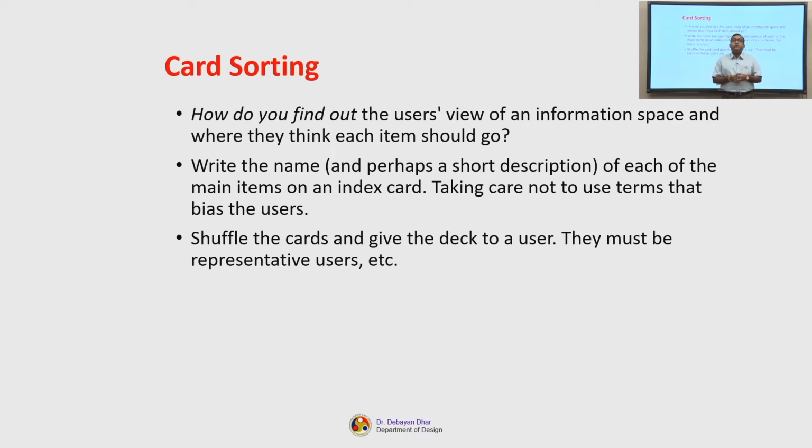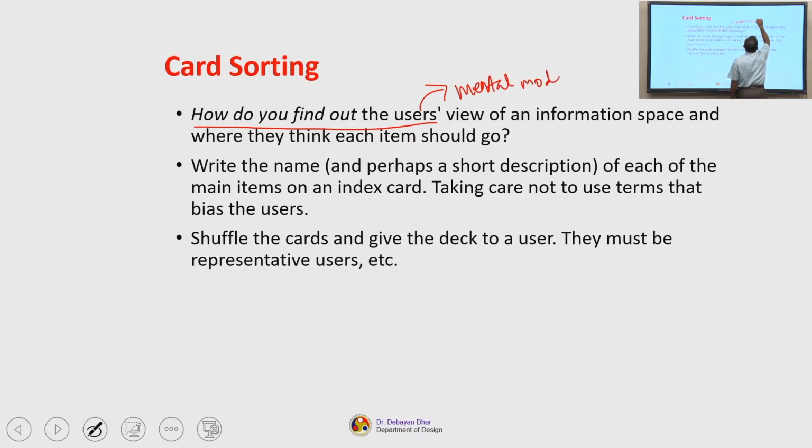So, how do you find out the user's view? When we say the user's view, we mean the mental model of the user. And why are we interested in knowing the mental model? This is primarily because we want to come up with the conceptual model of the product, and we need to ensure that there is a high degree of accuracy or overlap between the mental model of the user and the conceptual model of the product, right.